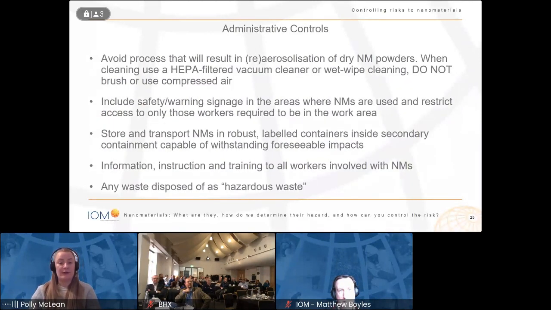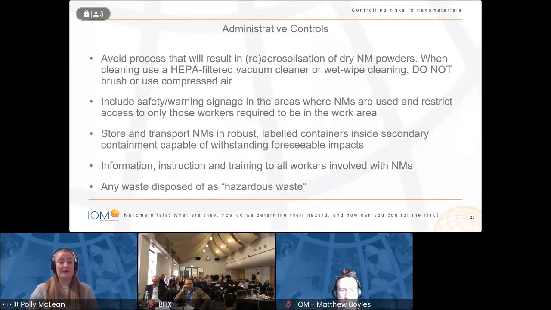And then moving on to administrative controls. As I said previously, we want to avoid any processes that are going to result in re-aerosolization of dry powders. This is important for cleaning processes, so we'd always recommend using a HEPA filtered vacuum cleaner or wet wipe cleaning, and never to use a brush or compressed air, as that'll just re-aerosolize the particles and they'll just deposit back down again.